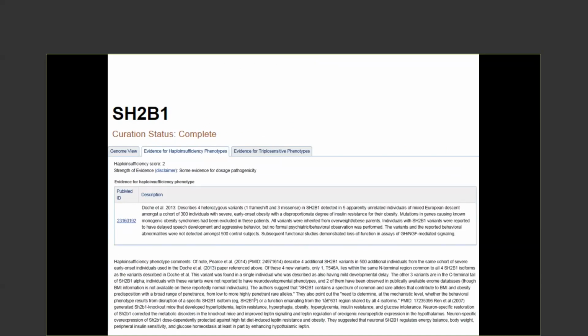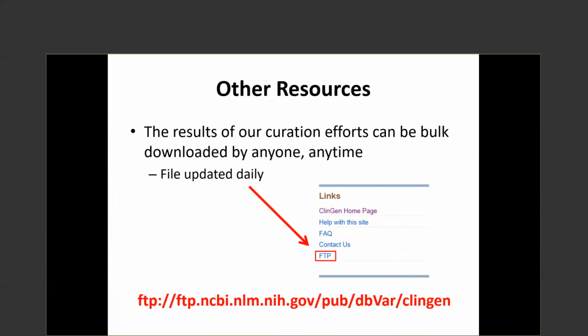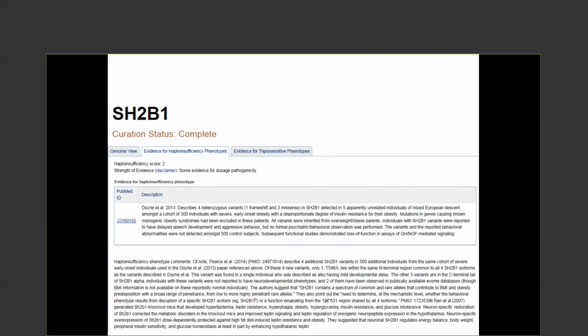If you scroll down to the bottom of the page, you'll see more detailed information. Again, this is organized in tabs. If you were to click on the first tab, which was called Genome View, you'd see a browser-based view of the region.